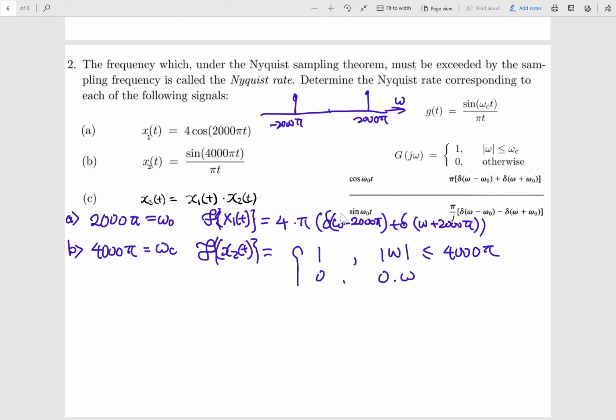So we know this is a square wave, right? And the boundary here is 4,000 pi. If we plot it, it will look like this: minus 4,000 pi and 4,000 pi. And this is omega.